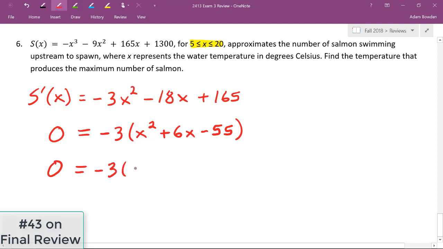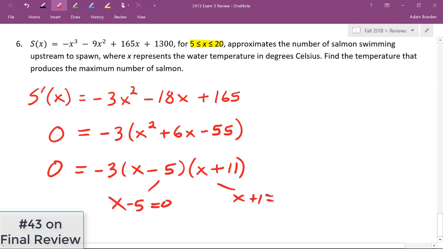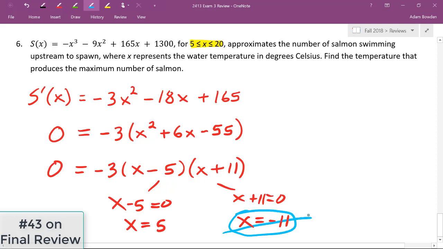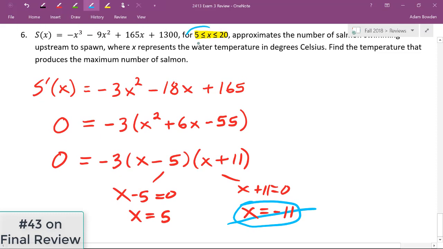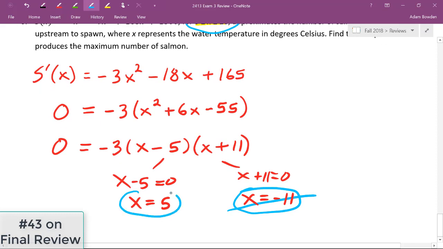This factors into x minus 5 and x plus 11. So we're going to have two solutions for x. X equals 5 and x equals minus 11. However, only one of these is needed because the negative 11 is not within our time interval, obviously, so we'll just be using the 5 as our critical number.